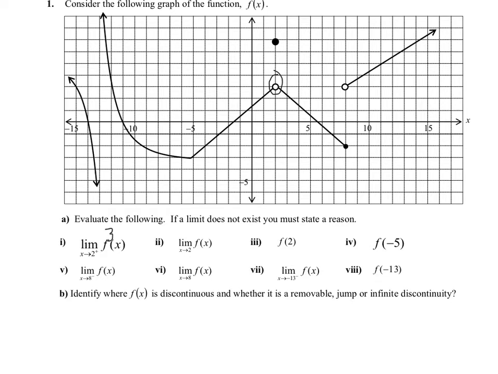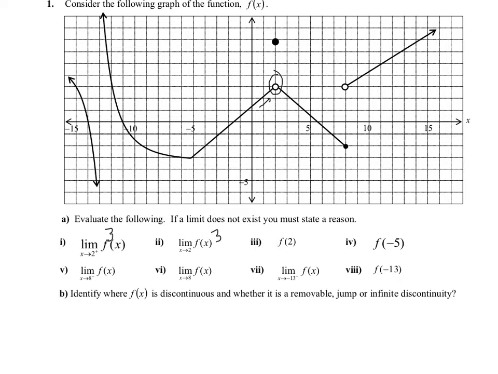The next one asks for the limit of the function when x goes to 2. From the right, we said that the value of the function is 3. From the left, meaning if I go this way, the value of the function is again 3. So the left is equal to the right, so the limit as x goes to 2 is equal to 3.